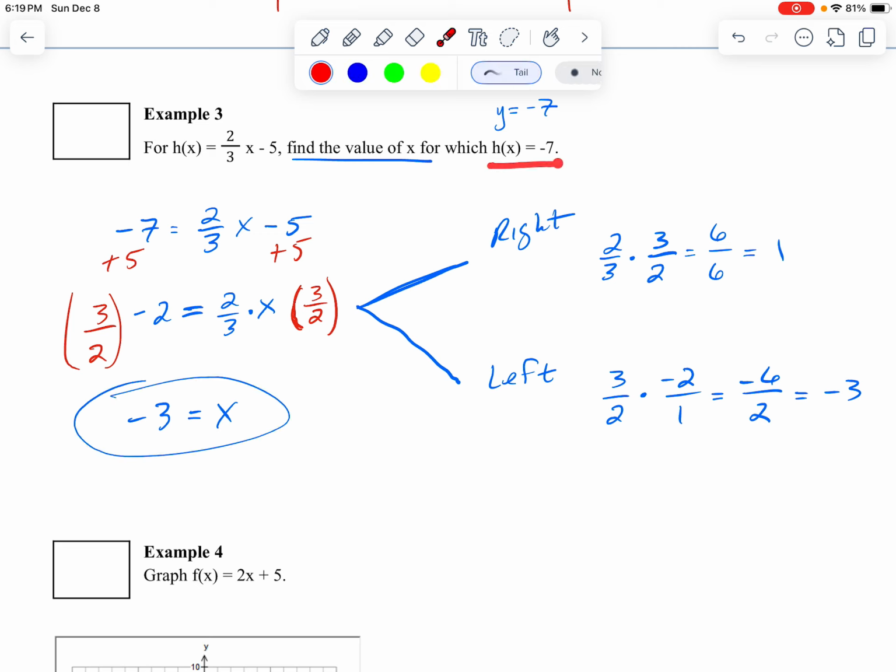So when h of x is negative 7, x is 3. It's the same thing as we did up above, and we're just substituting in for a different thing. We're basically substituting in for y instead of substituting in for x.